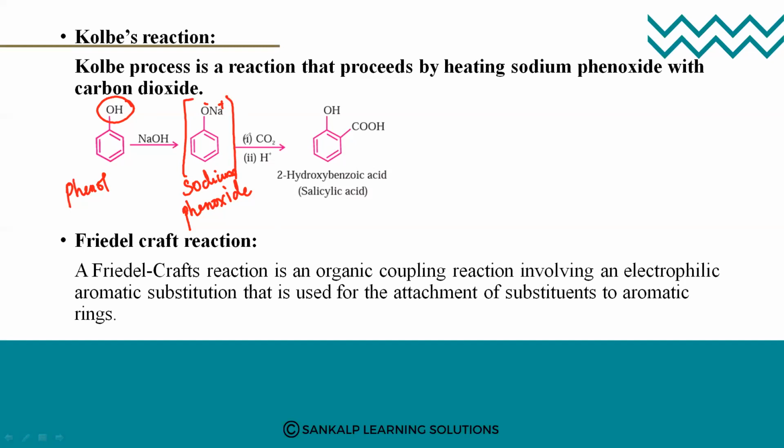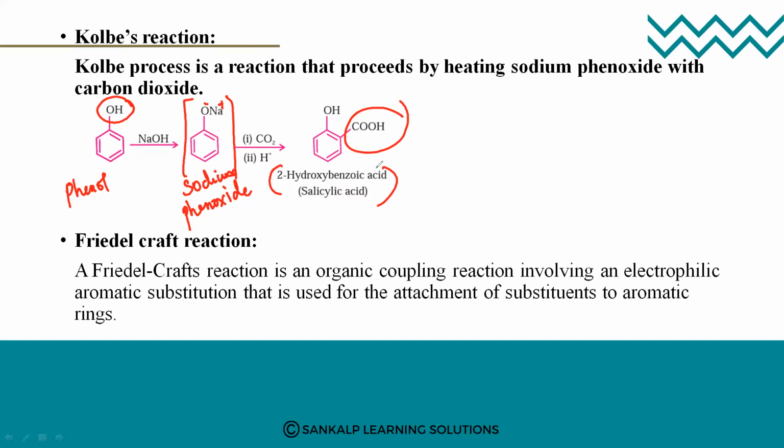When you heat the sodium phenoxide with carbon dioxide, and further do protonation, it will form salicylic acid. Because of carbon dioxide, at the ortho position a carboxylic acid group is introduced. The product formed is 2-hydroxybenzoic acid. What is the product name? The product name is 2-hydroxybenzoic acid, which is salicylic acid.